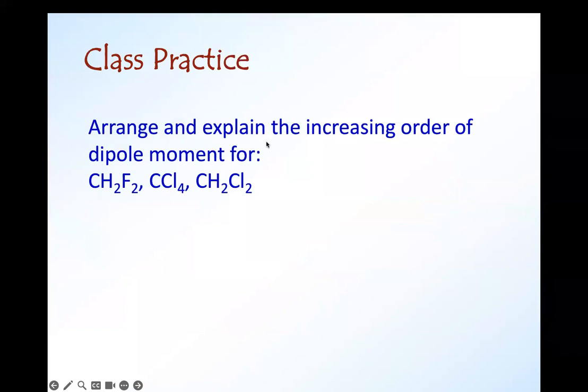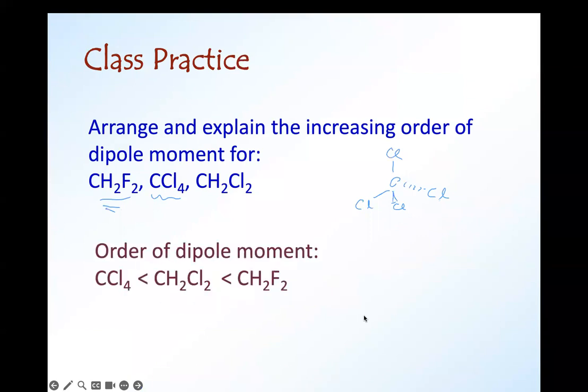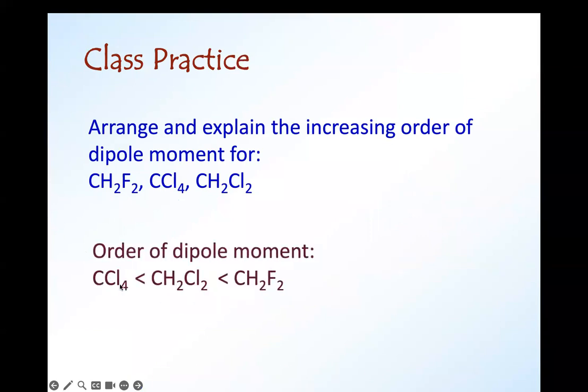Another one: arrange and explain the increasing order of dipole moment for CH2F2, CCl4, and CH2Cl2. Now we have said that this is the highest. However, CCl4, because of the shape of its molecule, is tetrahedrally arranged. They cancel with each other. As a result, it should be non-polar. Hence, what will it be? The order will be CCl4 the least, then CH2Cl2, and then CH2F2. We have already decided this one.